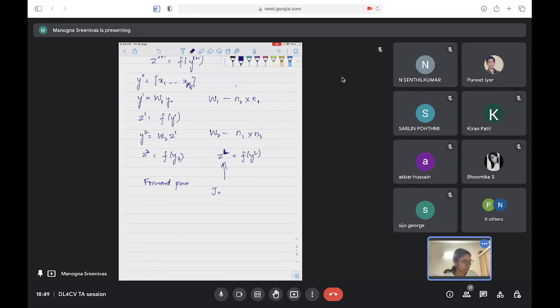I don't know if I messed up the i equal to 1 to n. So Z_L is my output. D_L is what I want, the ground truth. This is the output of the last layer.